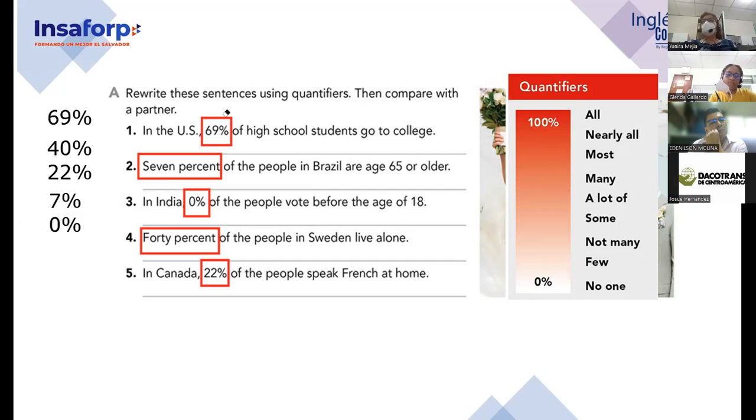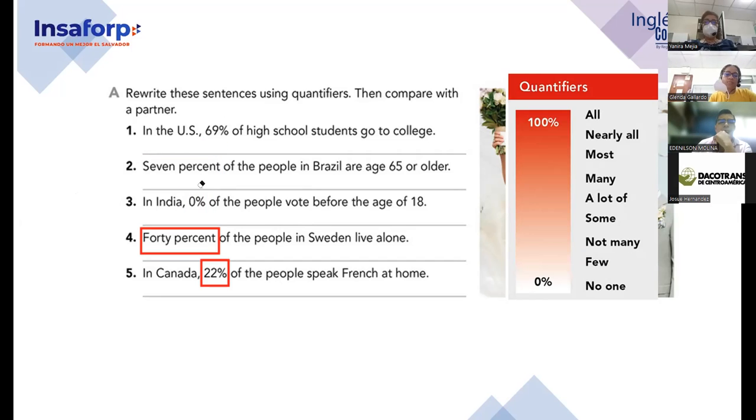Now let's express these ideas by writing the information in different words. We are not going to use percentages. We are going to use these expressions, quantifiers. ¿Cómo quedaría la número uno? Let me see, let's try. Si nos equivocamos, no hay problema. Glenda, do you want to try with number one?